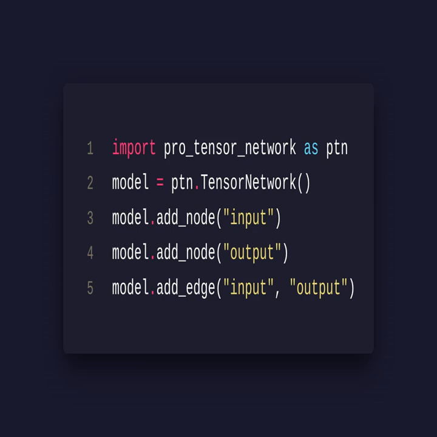For example, in the field of physics, Pro-Tensor Network can be used to study the behavior of complex systems such as quantum many-body systems and topological phases of matter. By providing a more detailed and accurate understanding of these systems, researchers can gain new insights into the underlying laws and principles that govern their behavior. This, in turn, can lead to breakthroughs in fields such as materials science and quantum computing.